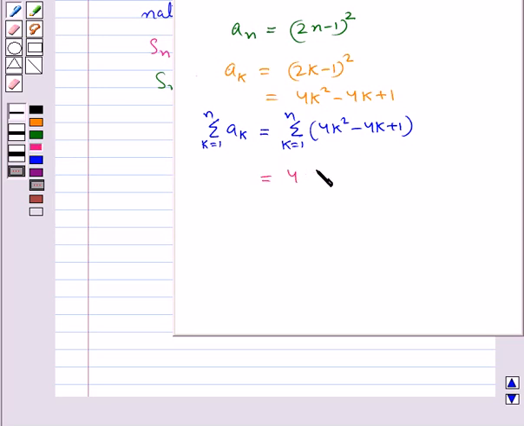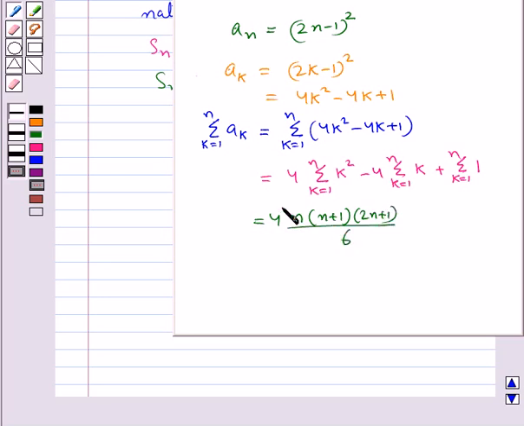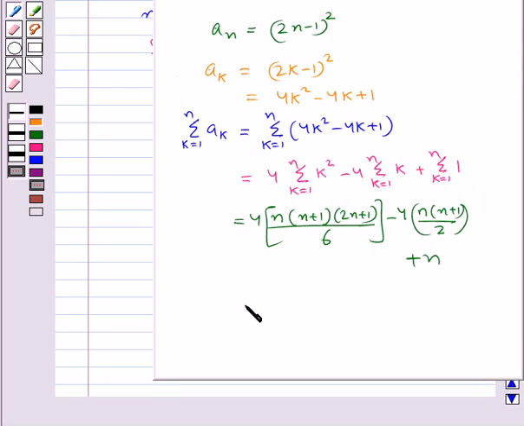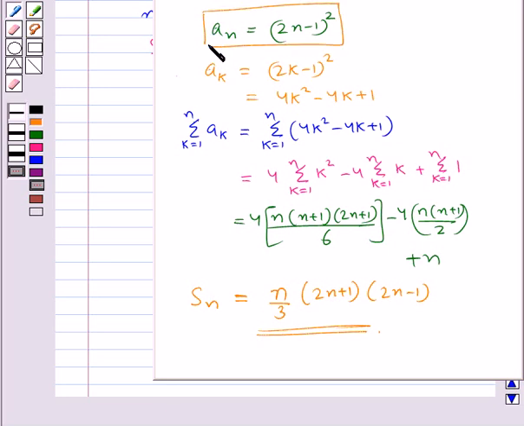This is further equal to 4 into summation k goes from 1 to n k square minus 4 into summation k goes from 1 to n k plus summation k goes from 1 to n 1. This is equal to 4 into, now we know that the sum of the squares of first n natural numbers is given by n into n plus 1 into 2n plus 1 upon 6 minus 4 into, now summation k, k goes from 1 to n is the sum of the first n natural numbers given by n into n plus 1 upon 2 plus n. This comes out to be equal to n upon 3 into 2n plus 1 into 2n minus 1. So, this is the sum of the n terms of the series whose nth term is given by this an.